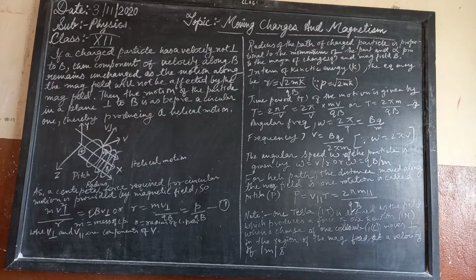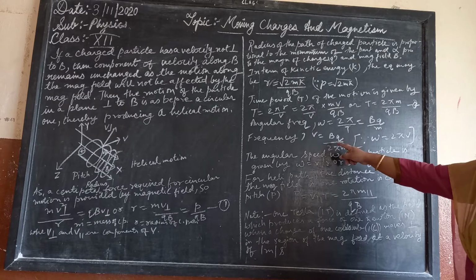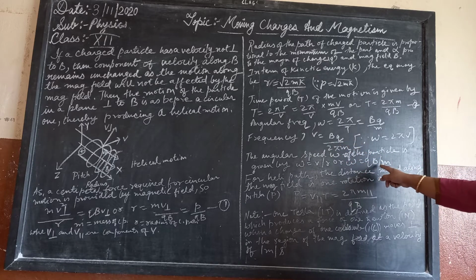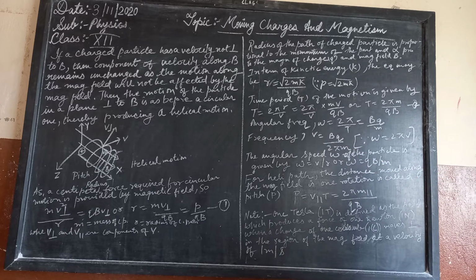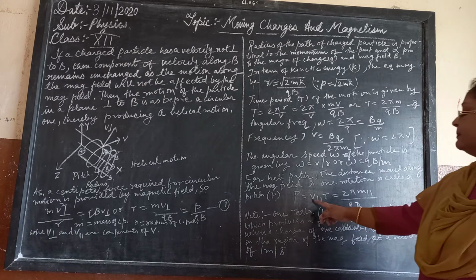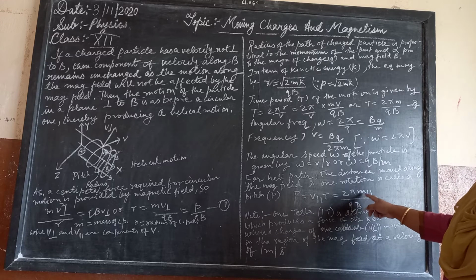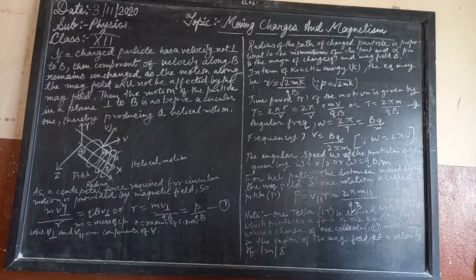Omega equals qB upon m. In this helical path, the distance moved along the magnetic field in one rotation is called the pitch p. The pitch p equals v parallel times T, that is 2 pi m v parallel upon qB.